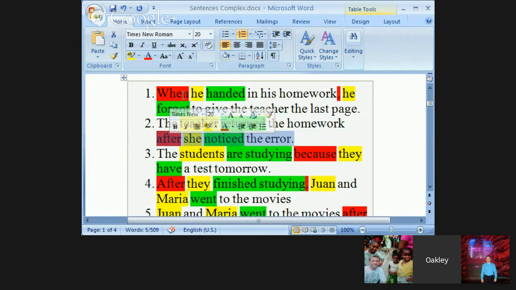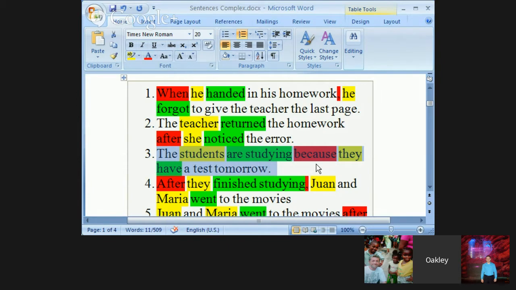Notice the subordinators here are all about time, when, after. There's a number of time subordinators: during, while, before. There's a whole bunch of them. But there are other types of subordinators as well, like in our next example, to show cause and effect.